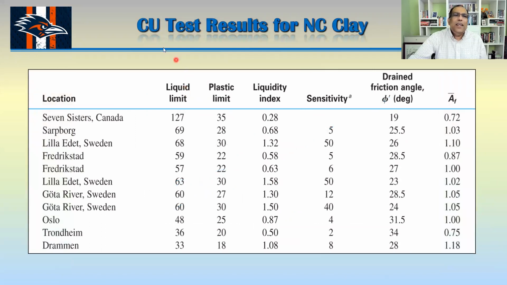Now this is a CU test result from normally consolidated clay. Okay, so different types of clay. You can see they are showing the liquid limit, plasticity index, liquidity index, and these are the drained friction angle, okay, that you get from the CD test. Or you can get that one from the CU test by subtracting the pore water pressure from the total stress, and you can get this one from there, okay?